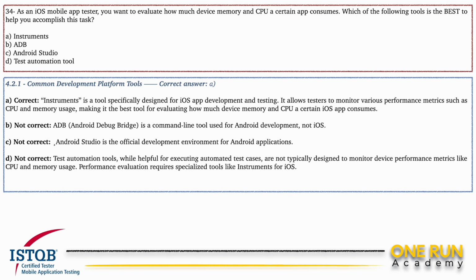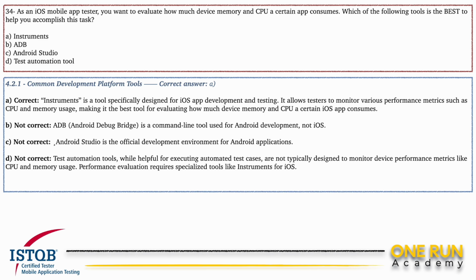Test automation tools are generally not used for performance monitoring. If you're focusing on metrics like CPU or memory consumption, you would need a specialized tool like Instruments, not a generic automation tool. All right, so the best tool for this task is Instruments. That's option A. It's designed for iOS performance monitoring and allows you to monitor things like memory and CPU usage, which makes it the most appropriate choice.